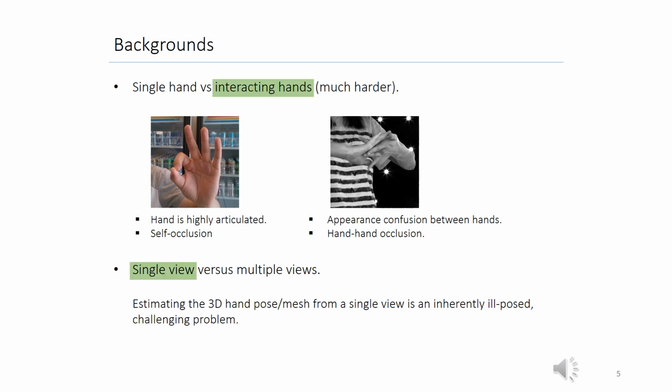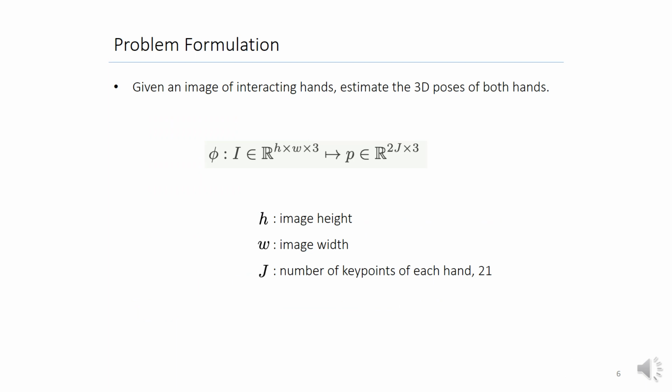In this paper, we focus on interacting hand pose estimation from a single view. This problem can be formulated as a function taking an image of interacting hands as input and outputting the estimation of 3D poses of both hands. The 3D pose is composed of 3D coordinates for each key point. We have 21 key points for each hand.